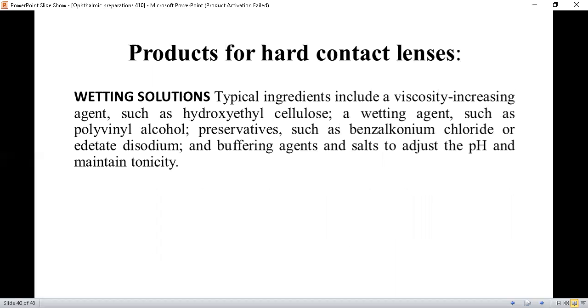Typical ingredients included in wetting solutions are viscosity increasing agents such as hydroxyethyl cellulose, a wetting agent such as polyvinyl alcohol, preservatives such as benzalkonium chloride or edetate disodium, and buffering agents and salts to adjust the pH and maintain tonicity. So these are the products that are being used for the care and cleaning of the hard contact lenses. Students, up till now we have discussed what lenses are, what the types of lenses are, and what solutions are used for their care and storage of hard and soft contact lenses.